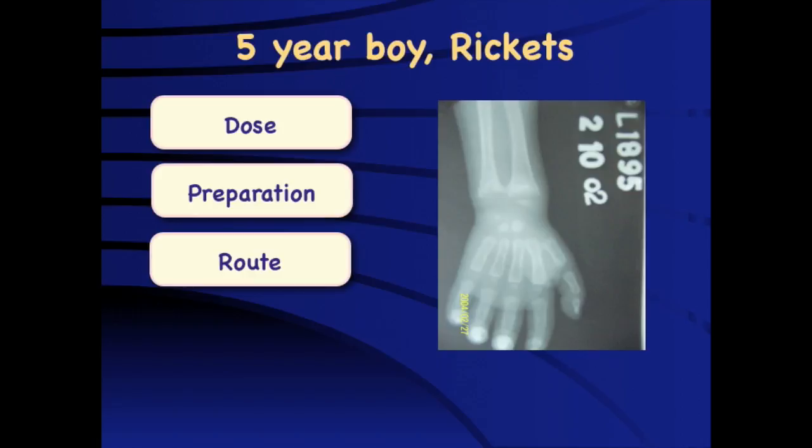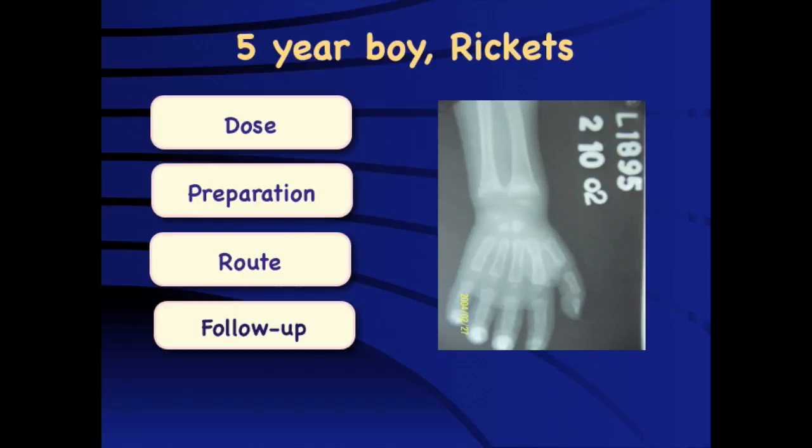And if you look at the literature, there is a plethora of options available, from using injectable vitamin D to a liquid preparation of vitamin D, to stoss therapy, to regular therapy, and duration. It becomes a real confusion. And how do you follow up this child?